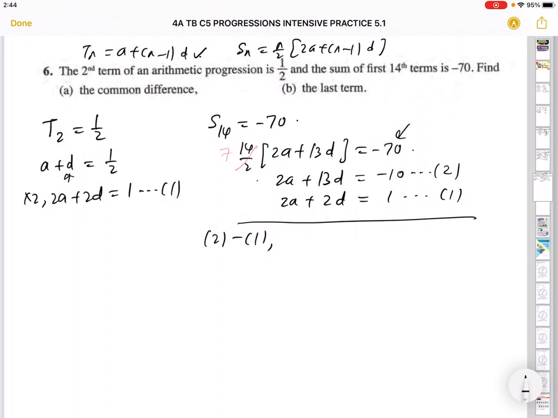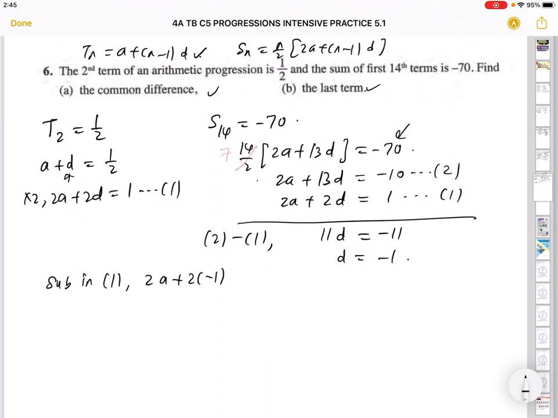2a minus 2a is 0. 13 minus 2 is 11d. Negative 10 minus 1, negative 11. d is negative 1. Okay, I got my common difference, but I need to know my last term. Before you find the last term, you need to know the first term. So to find the first term, we can just sub inside any equation, maybe equation number 1.